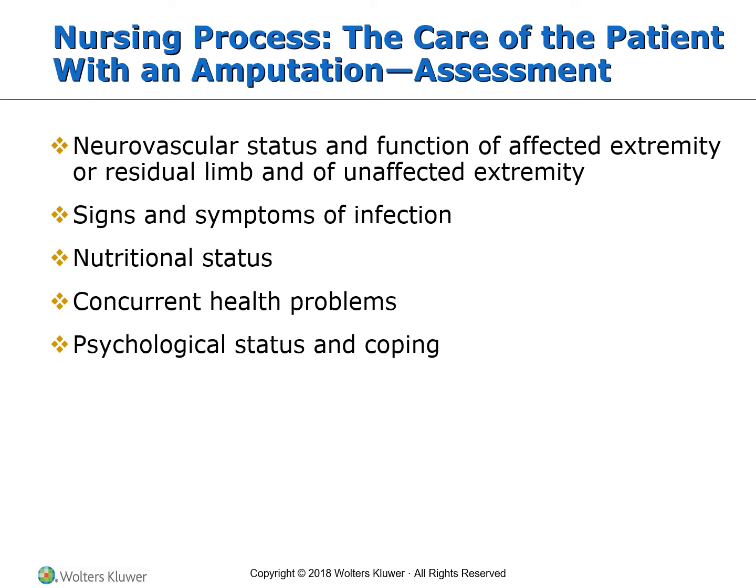And you always want to make sure if you have a patient who has an amputation that they have a tourniquet at the bedside. If they do hemorrhage, then you can apply that tourniquet to the affected extremity and cut off that circulation so that they do not go into hypovolemic shock.